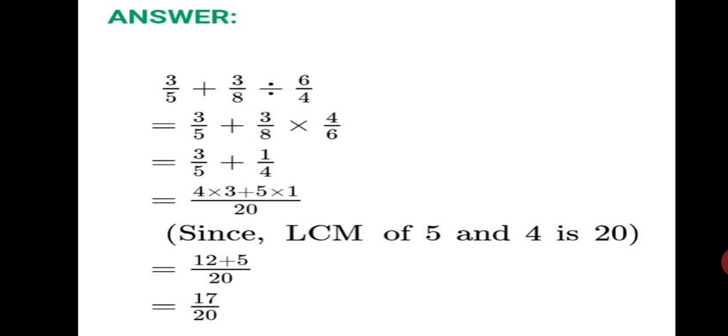So in this sum we have divided first by turning it into multiplication and writing the reciprocal, then reducing it, then equalizing the denominators and adding it. So these steps are already known to you, only you have to solve them in the proper way.